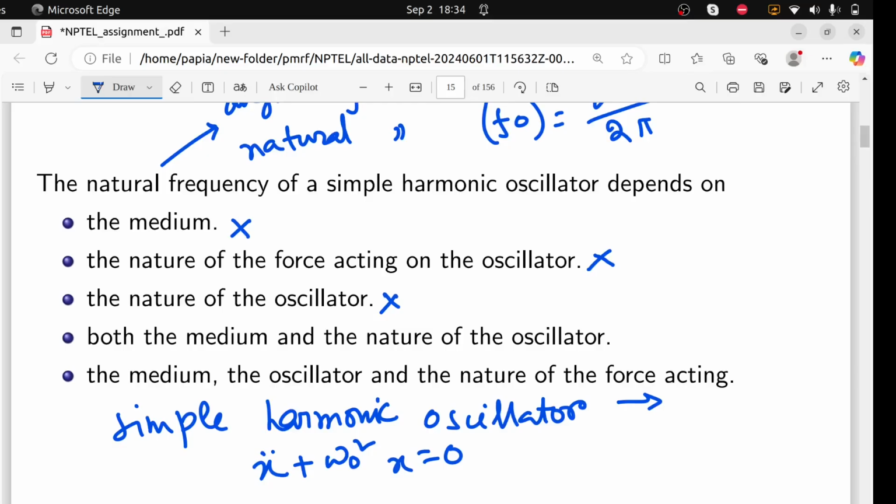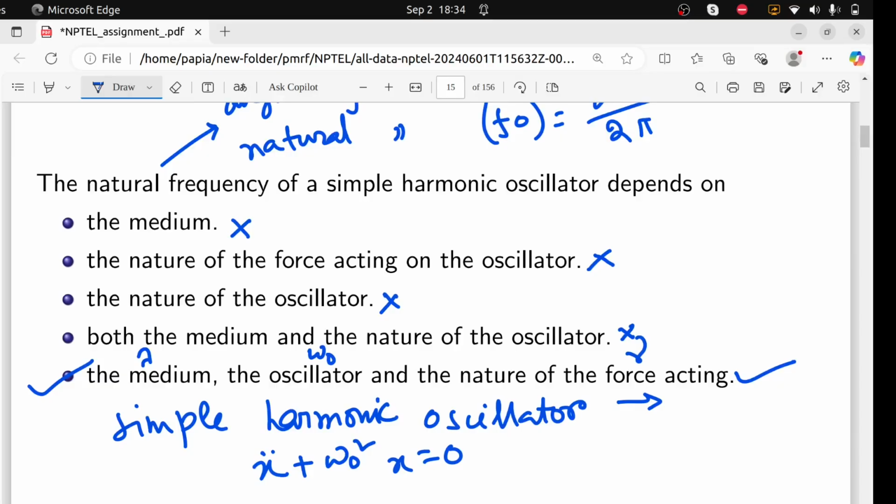Both the medium and the nature of the oscillator, that is also fine, but where is the force? Force is missing here. The medium, the oscillator, and the nature of the force acting, yes, that is the correct one. Medium, which is lambda, oscillator, omega 0, and the forcing acting, which means gamma. So these three should be there in our simple harmonic oscillator, which is with damping and forced as well.